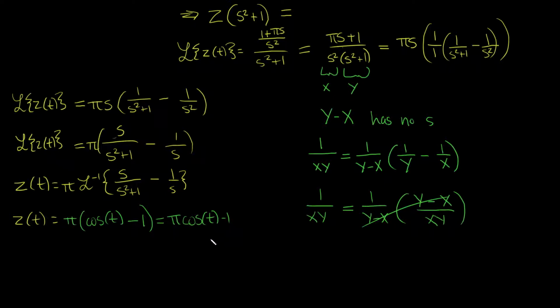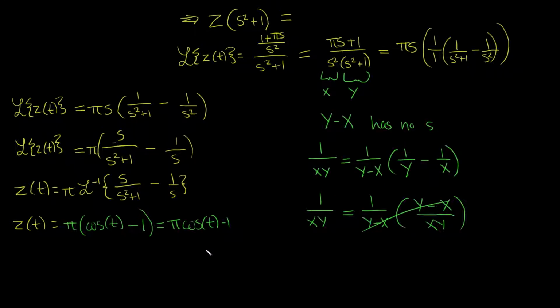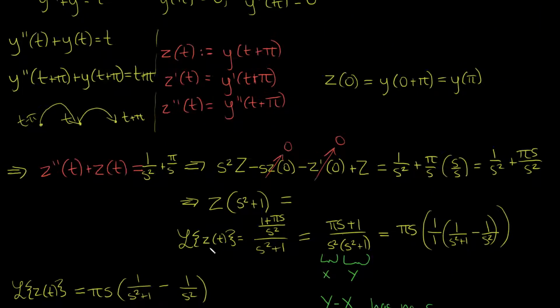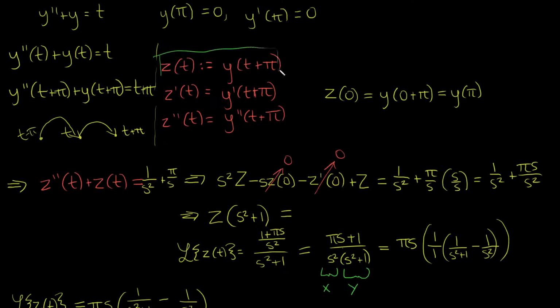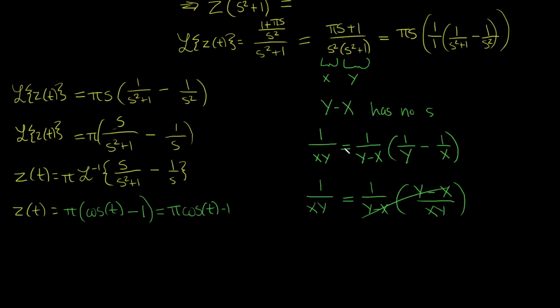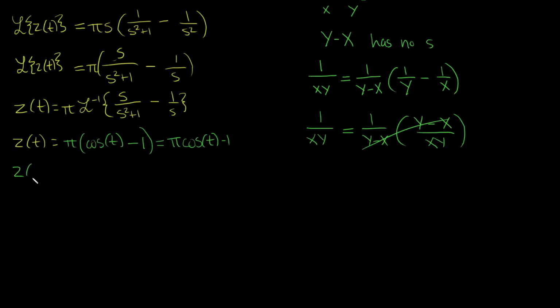Don't box this answer, though, because this is not the final answer. If we remember, we specifically designed z as a translation. This is the definition of z, with that colon equals meaning definition. This is the definition of z as a translation of y, so that y's initial values later wouldn't hurt us when we're trying to do the Laplace transform of it. So, if z of t is y of t plus pi, we can just write that down here again. So, z of t equals y of t plus pi.